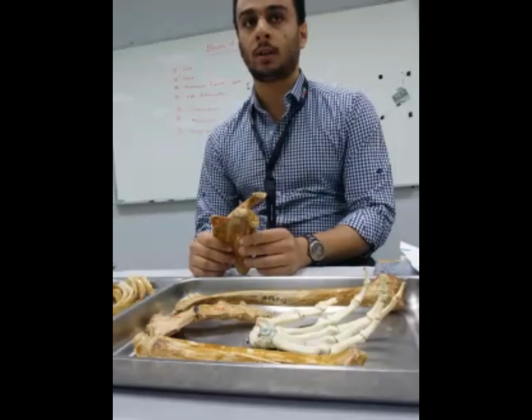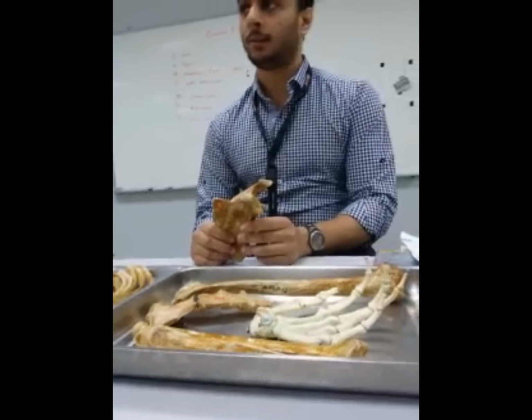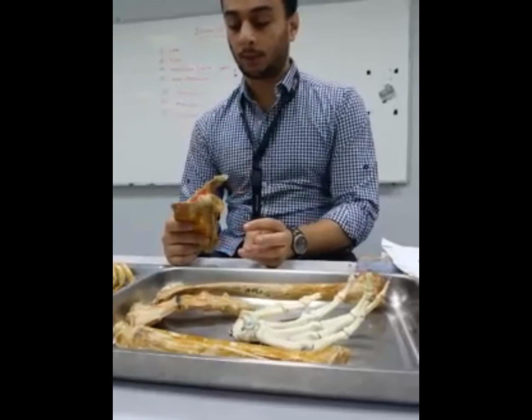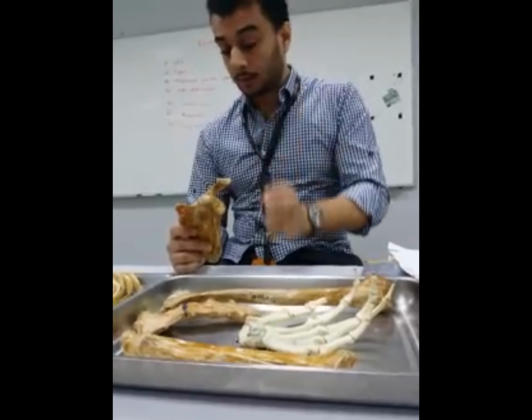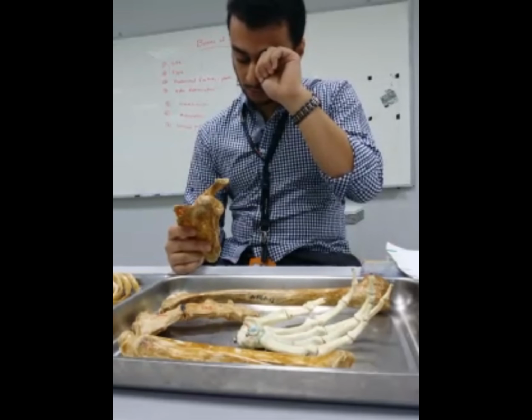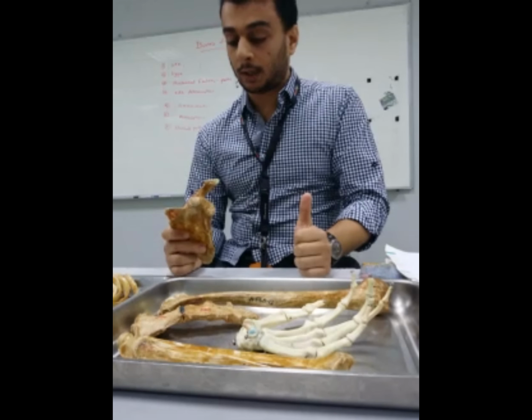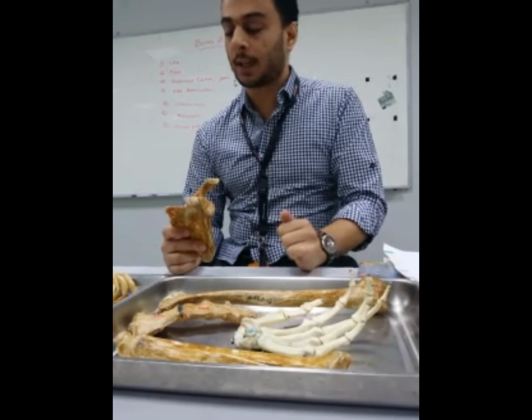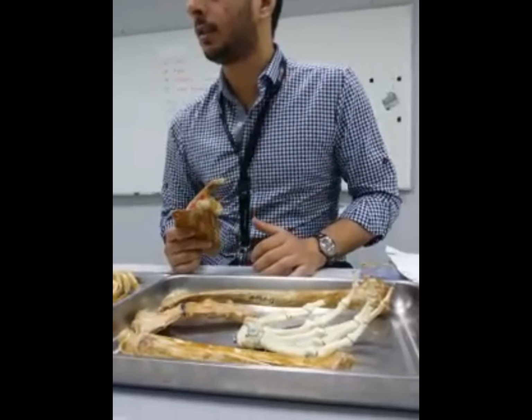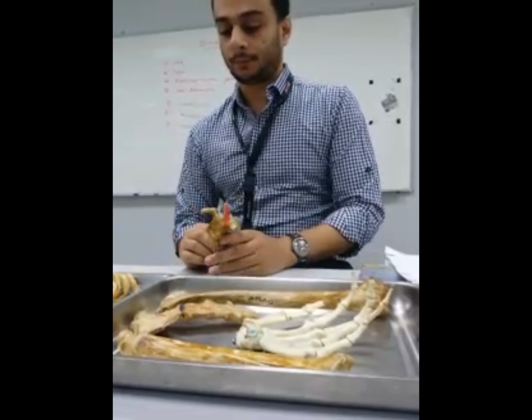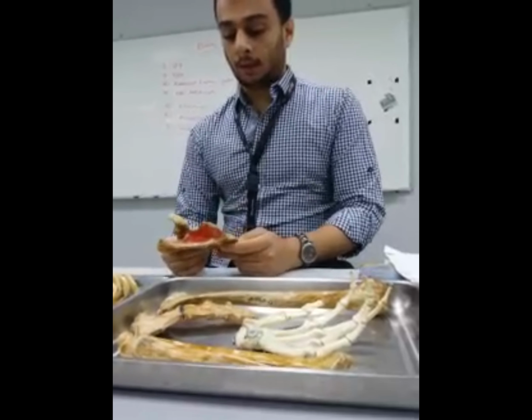So how many we mentioned now? We mentioned all? Right. So we mentioned the fossae and the processes and the notches and the tubercles and the borders and the angles. Actually, we mentioned the 6. All right.